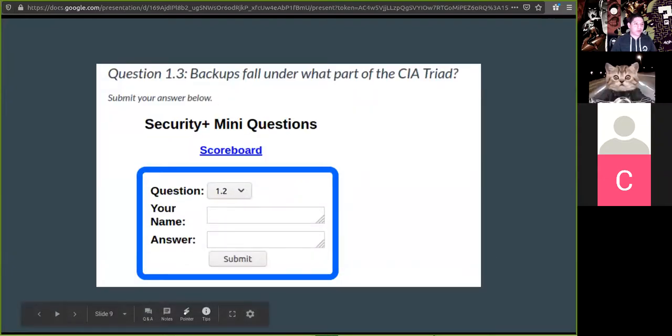Here is another question for you. The backups fall under what part of the CIA Triad?